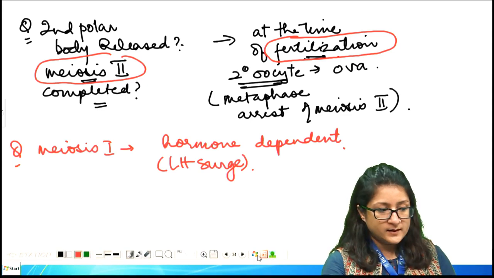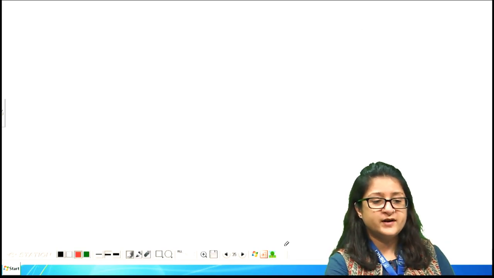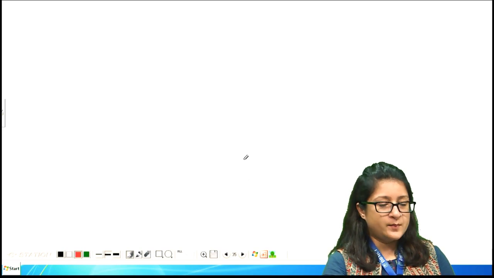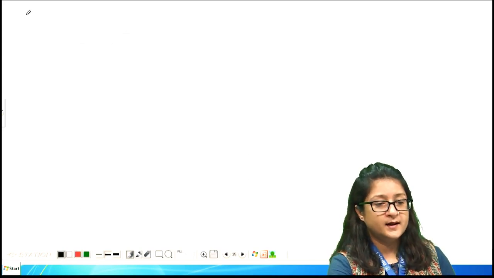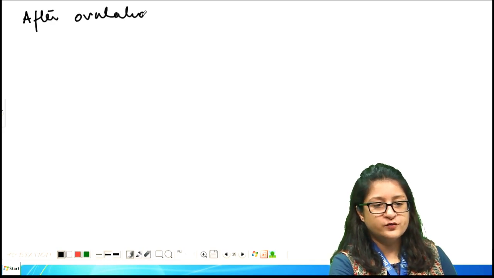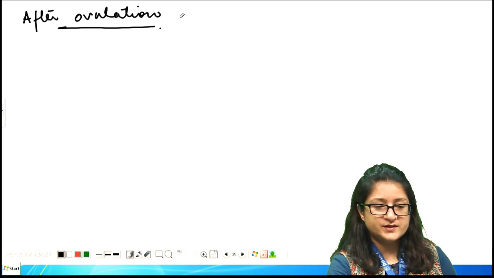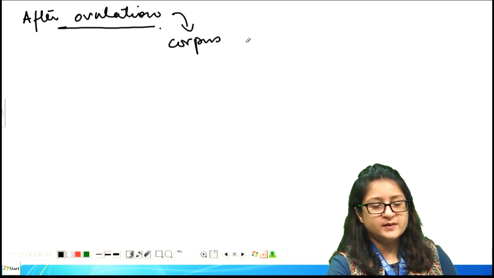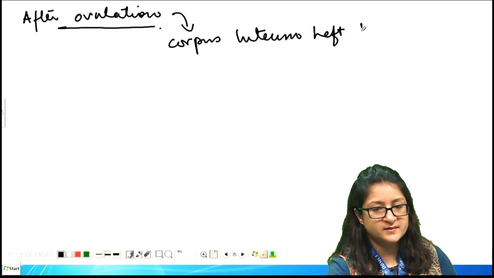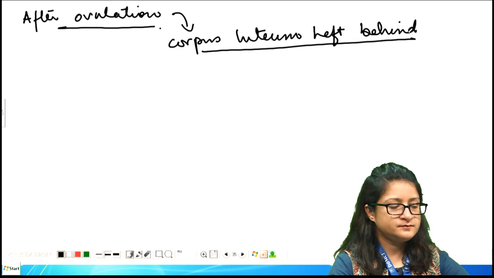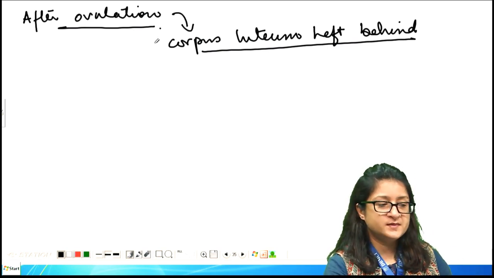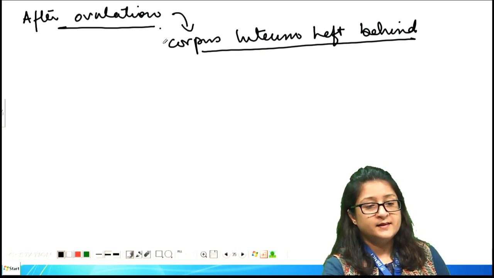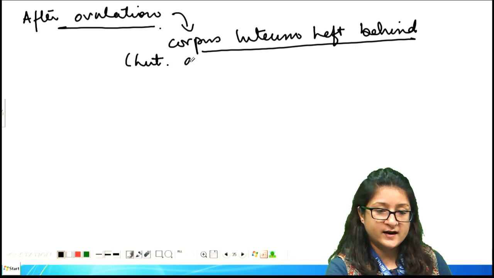Then another important point about the menstrual cycle that you have to remember. So far we have traced the development of the follicle all the way up to ovulation. So after ovulation, what happens? The corpus luteum is left behind. Very importantly, you have to remember that this corpus luteum is formed mainly by the luteinized granulosa cells.